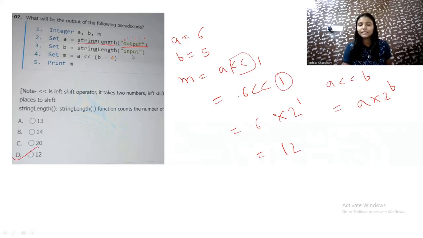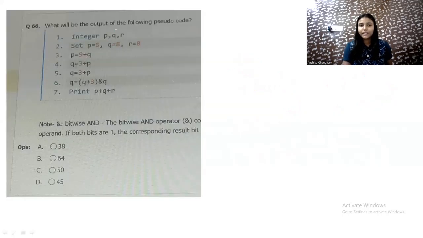I hope it makes sense and it is clear to you. Okay. Next is, there are some integers having some values, and now what is the operation? So p assign 9 plus q. What is the value of q? q is 8. And 9 plus 8 will be 17. Right? Then q assign 3 plus p. 3 plus p is 17, and this will be 20.